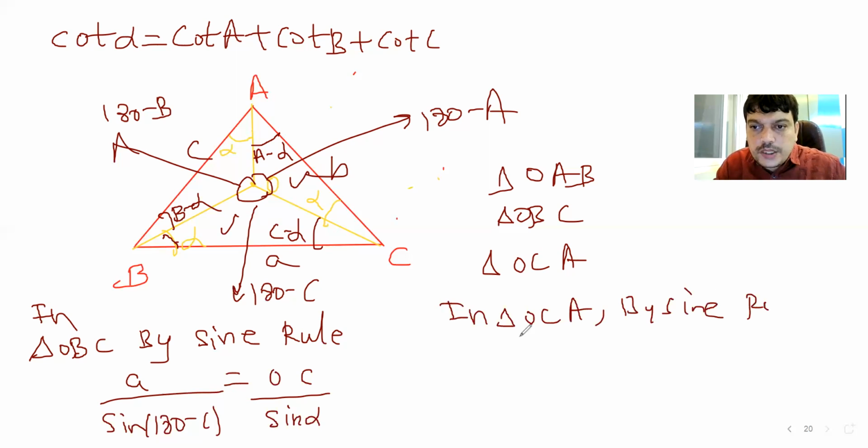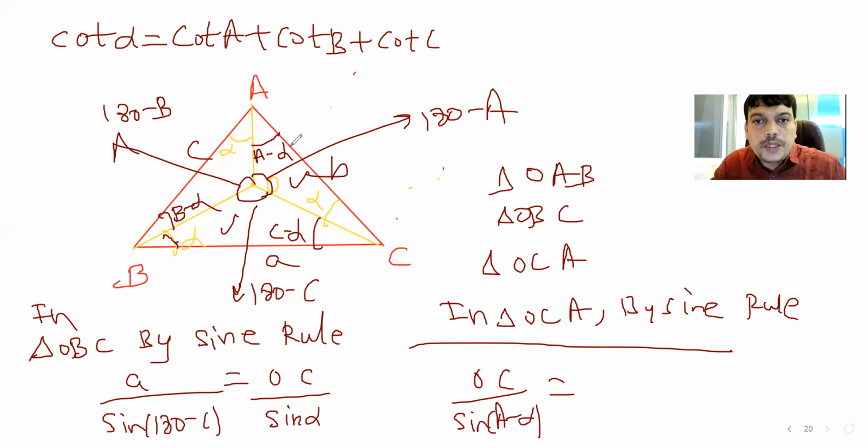So what do we get? OC common కాబట్టి OC involve చేయాలి. So OC divided by sine of opposite angle. OC కి opposite angle A minus alpha కాబట్టి sine of A minus alpha వస్తుంది. That is equal to, ఇప్పుడు ఇందులో AC B సైడ్ తీసుకుంటే దీనికి ఆపోజిట్ యాంగిల్ 180 minus A కాబట్టి B by sine of 180 minus A వస్తుంది.